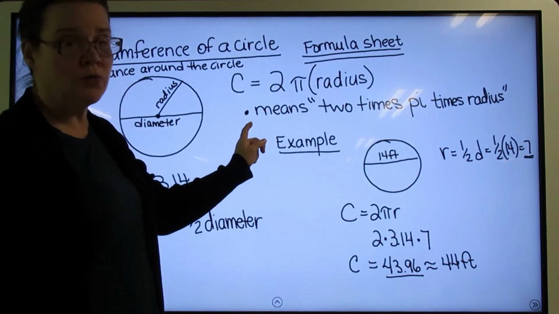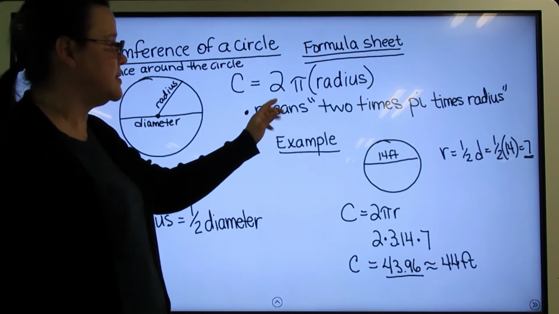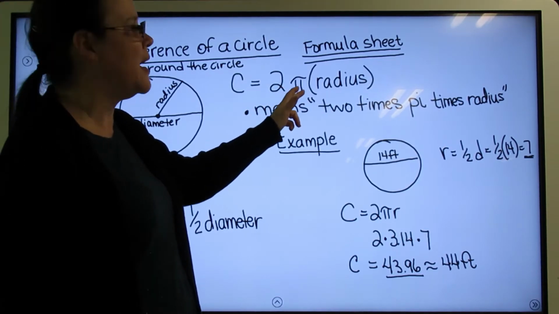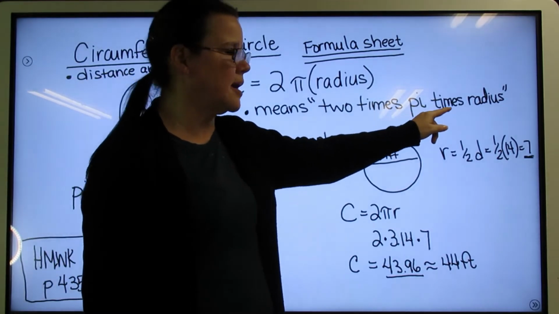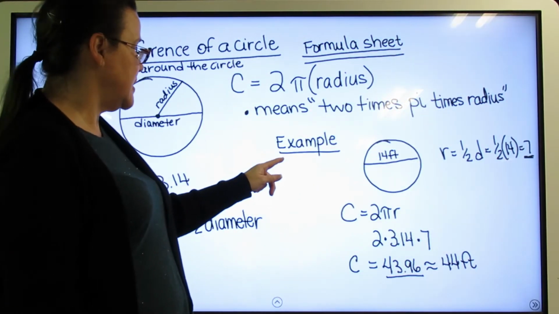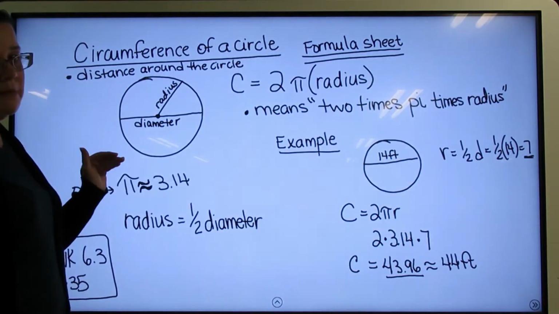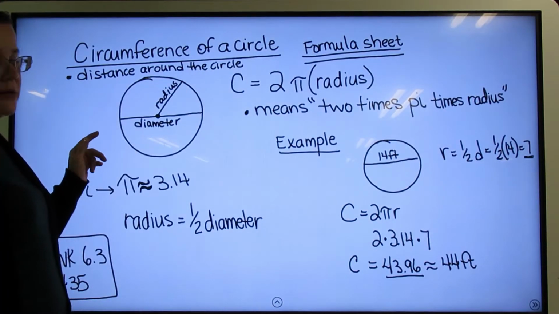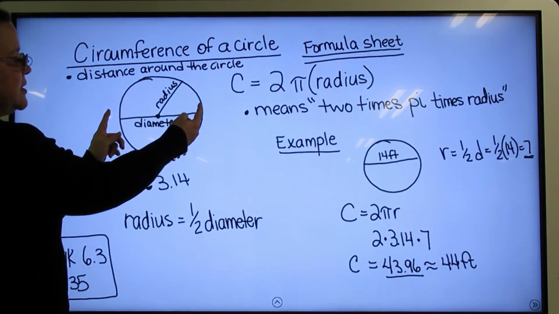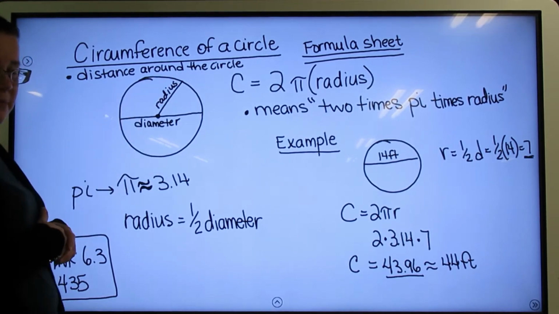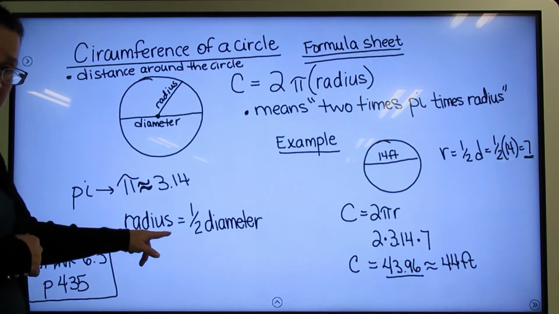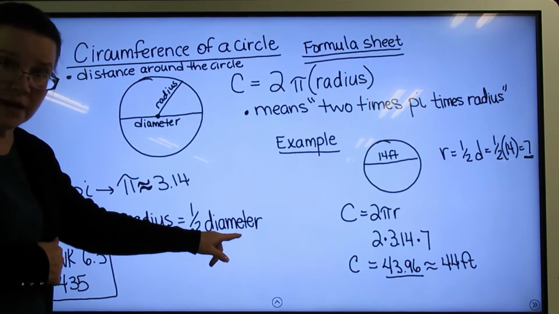And I wrote it in words to let you know exactly what it means. Some people don't realize that 2 pi r means to multiply all those: 2 times pi times radius. An example, first of all, let me tell you about the radius and the diameter. The diameter goes from one end to the other end of the circle, and the radius is half of that diameter. Hence why I wrote radius equals half times the diameter.